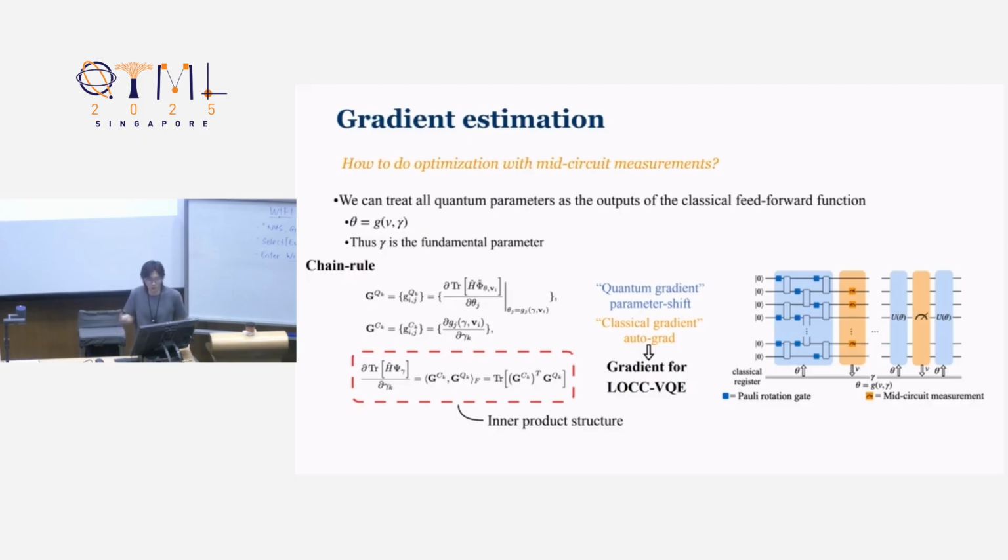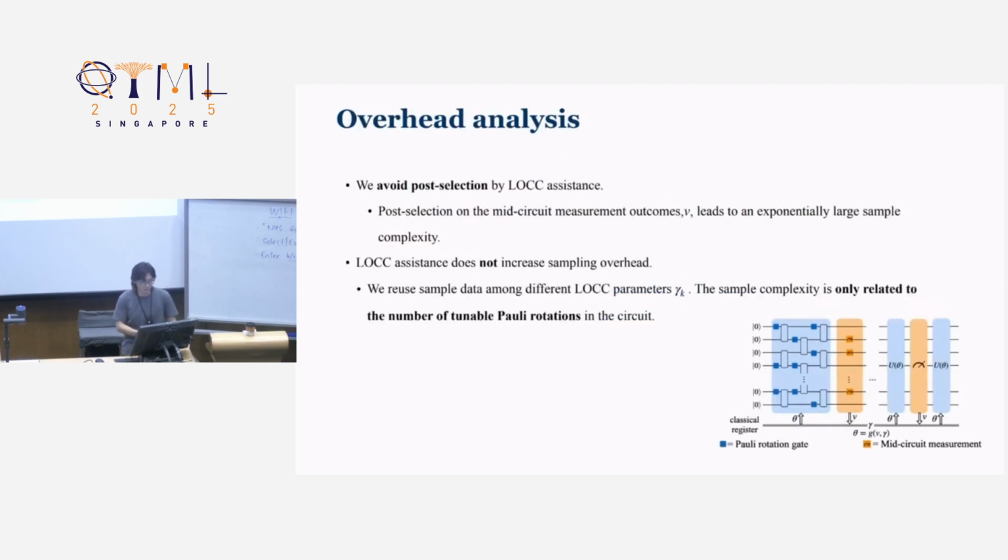In our work, we found an efficient sampling algorithm that lets you avoid post-selection and just do this kind of estimation. But I won't go into details here. Basically, the idea is that this classical and quantum hybrid framework can give us the gradient of these hybrid circuits. Okay, so now a very quick overhead analysis.